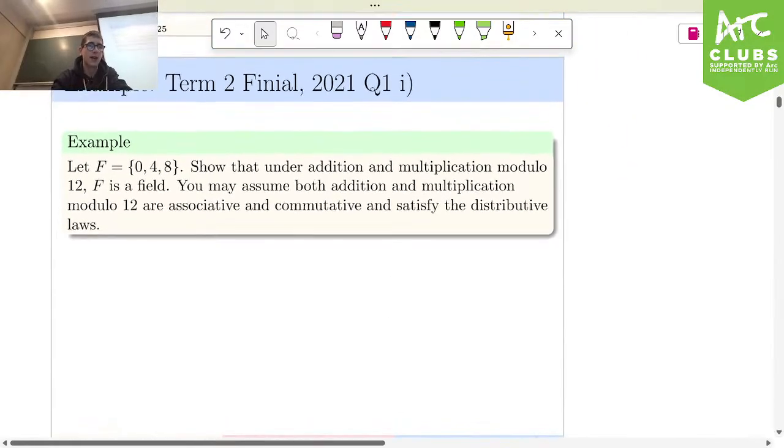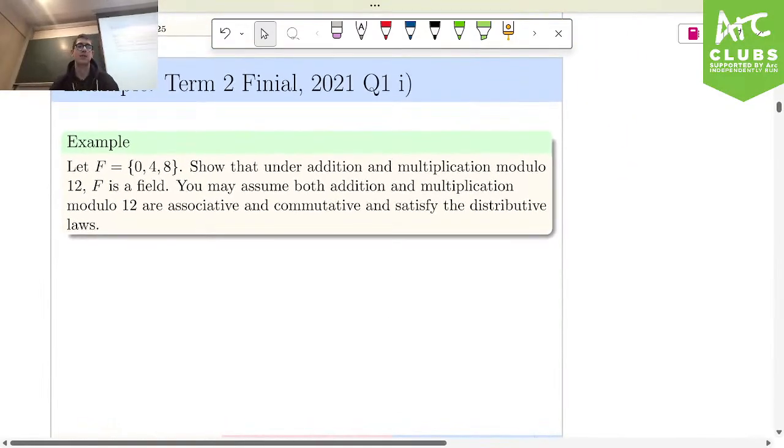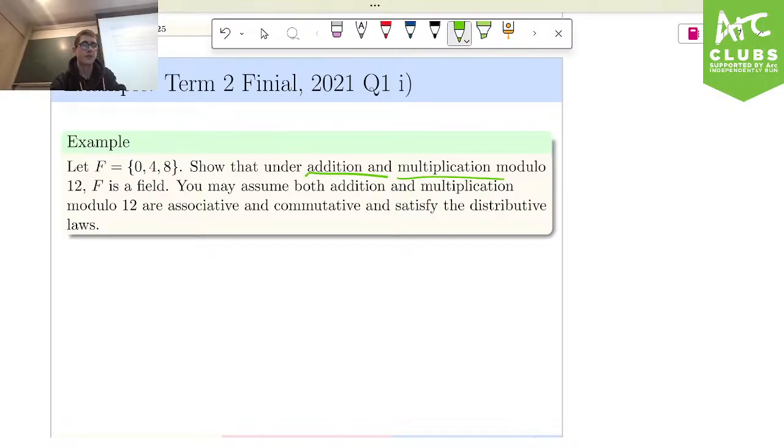Okay, so we're given now an example of a question where we're given a set, and we're told that we're going to be defining addition and multiplication as per modulo 12. So what we want to show is that this set F is going to be a field. So we want to show that the axioms hold, or otherwise we can show that we can form that additive and multiplicative group, but we are allowed to assume we hold the distributive law. So the main part we want to do is now just show that we can satisfy the additive group requirement and the multiplicative group requirement.